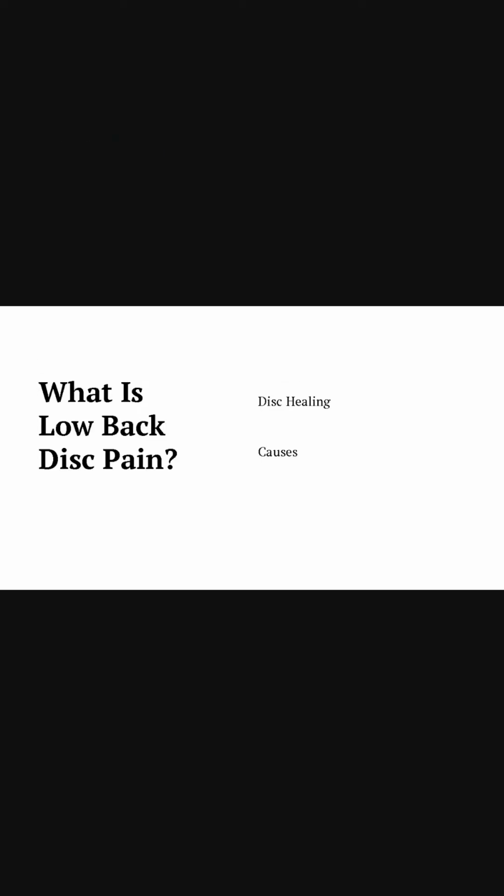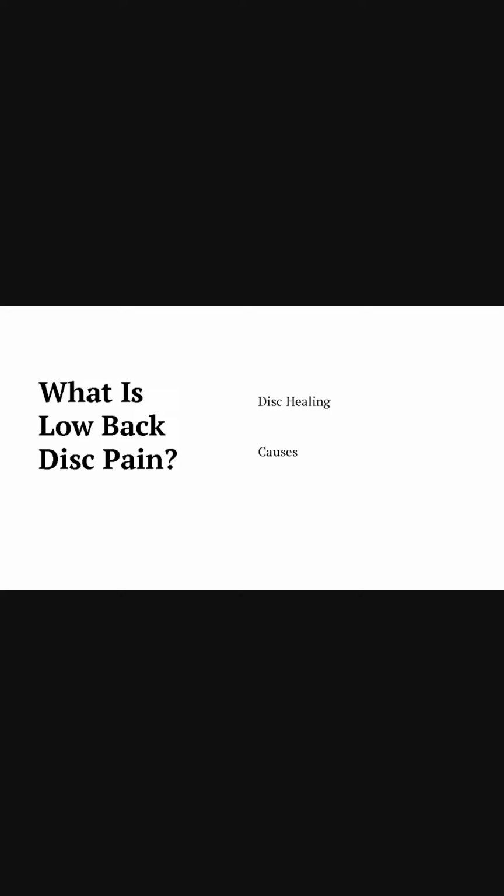So first we're going to see what exactly is happening in this case. We understood what exactly low back disc pain is. And again, as I mentioned, most disc healing does need the right movement, but does not require surgery or complete bed rest. And this is called sciatica.